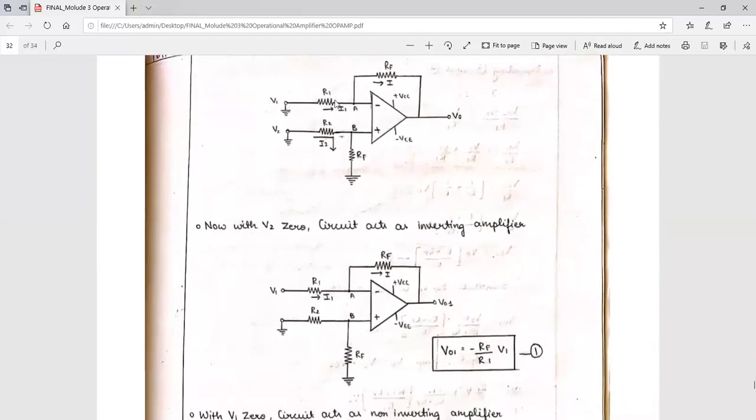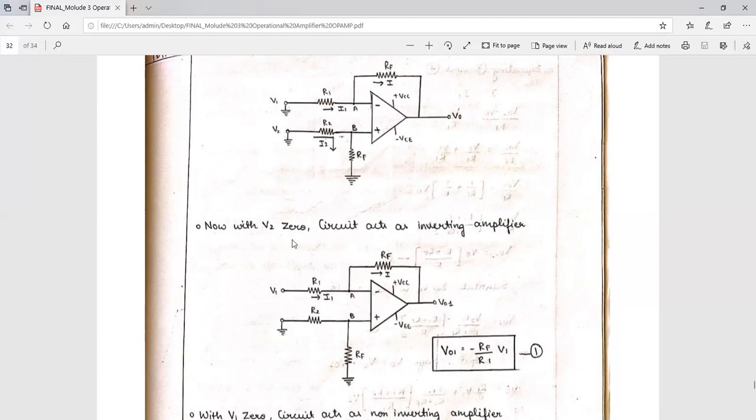Now let us just consider that V2 is 0. That is, I will ground V2. So I will only apply V1. Now the circuit will operate as an inverting amplifier. Now you can see in the inverting amplifier, input is given to the inverting terminal, and the non-inverting terminal is grounded. When I give V1 to the inverting terminal and V2 is grounded, the output I get is V output 1.